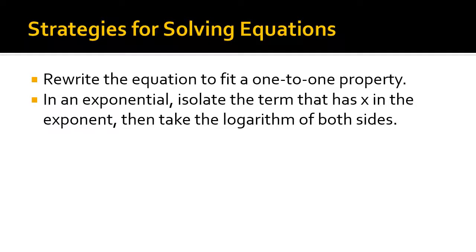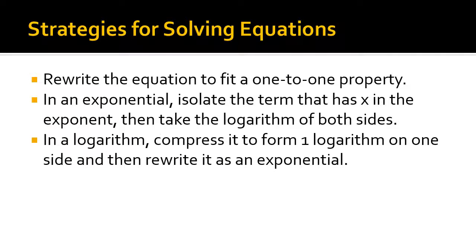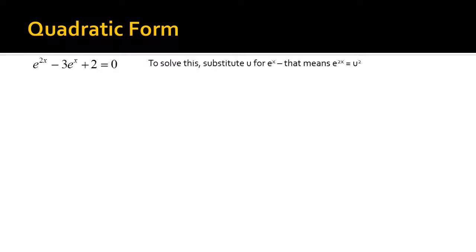For example, rewriting the equation is great if you've got two exponentials equal to each other, a number to a power equal to another number to a power. That's going to work great. If you just have an exponential on one side and a number on the other, then you're going to want to take the logarithm. In a logarithmic equation, you want to compress it to form one logarithm on one side, if possible, and then rewrite it in exponential form.